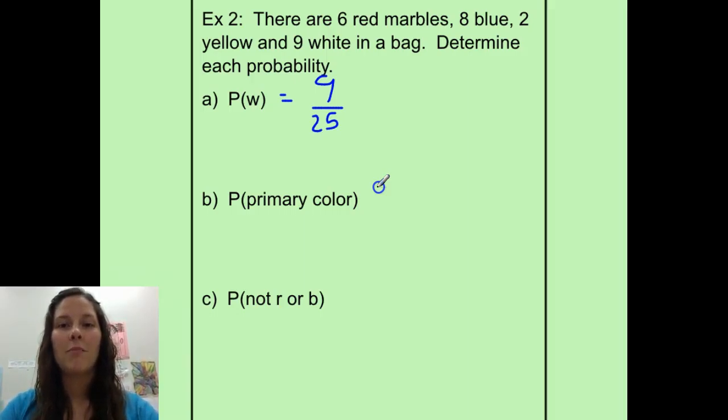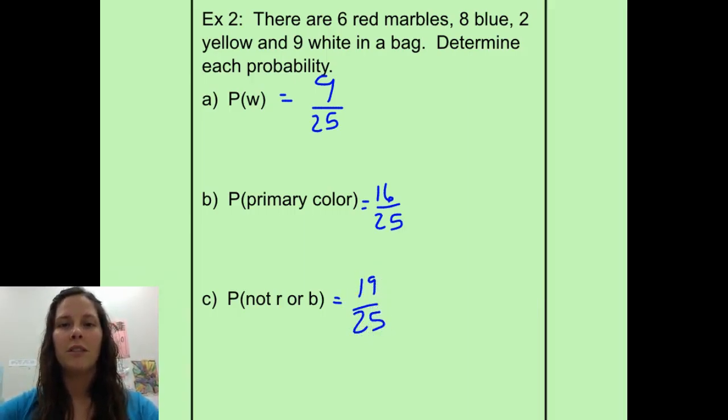Our second example, what's the probability that we get a primary color? The primary colors are red, yellow, and blue. So the 6 red plus 8 blue is 14, plus the 2 yellow is 16 out of 25. Again, 16 over 25 doesn't simplify, so we're done with that one. The last one, what is the probability that we get a color that's not red or is blue? Well, since blue is not red, essentially what we're really asking is, what's the probability that we don't get a red color? So we get 25 minus the 6 red gives us 19 marbles that are not red out of the 25 total marbles.